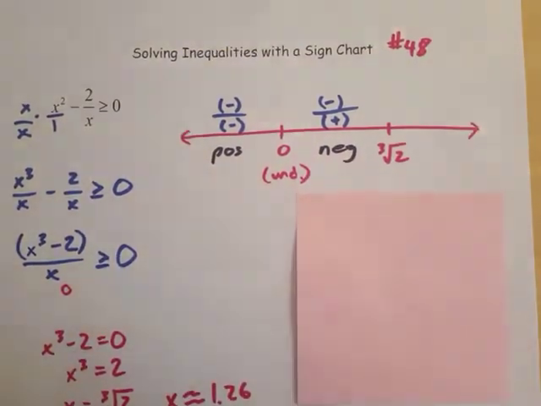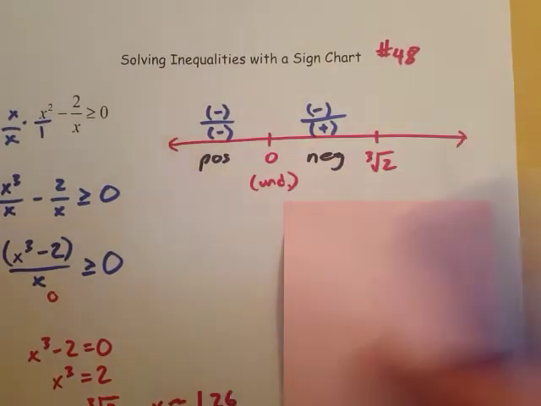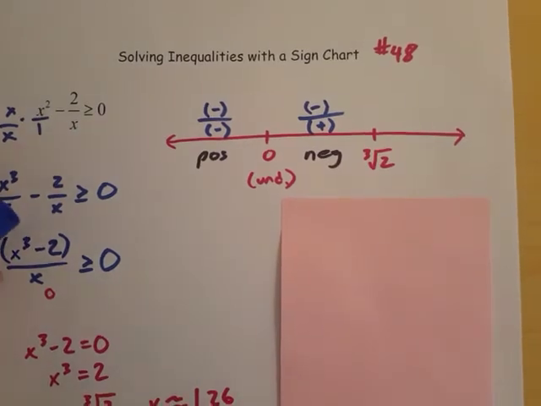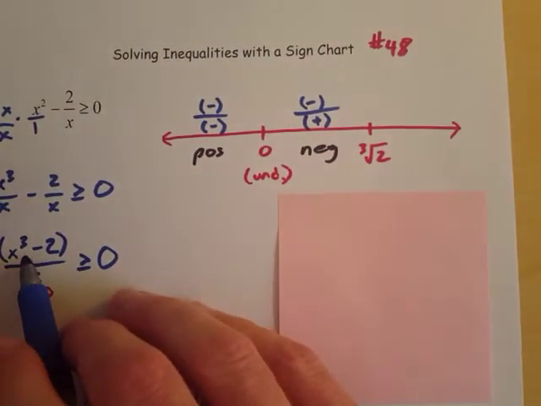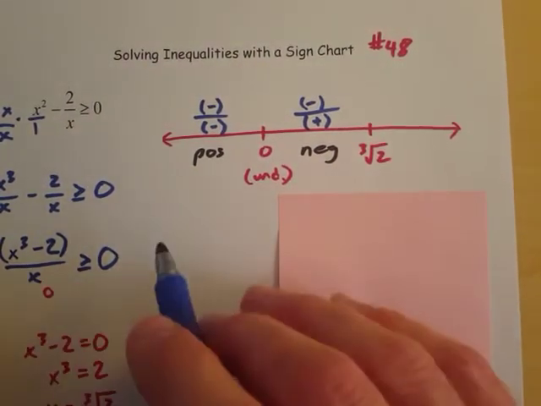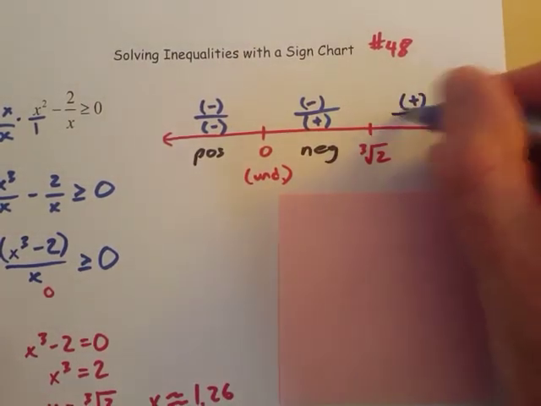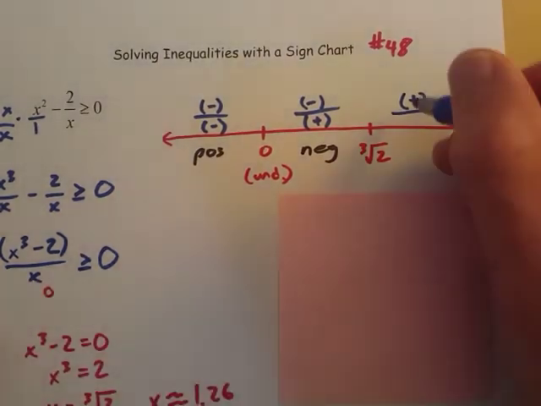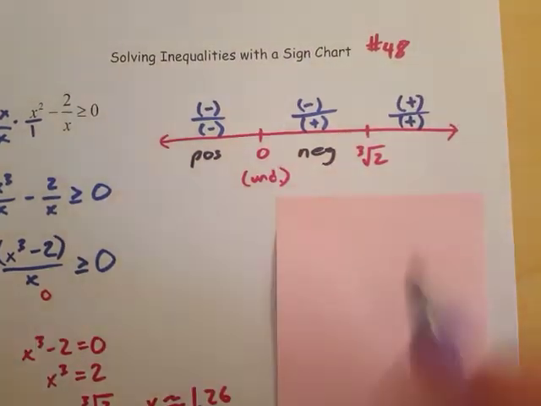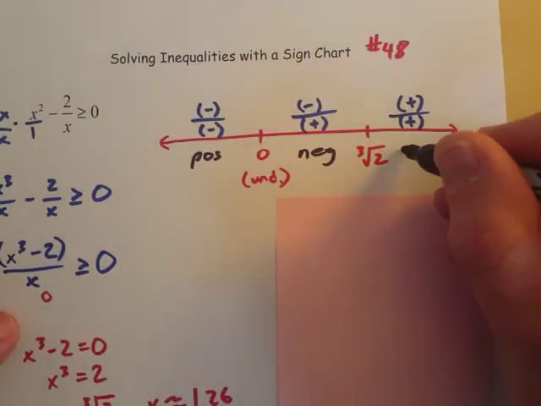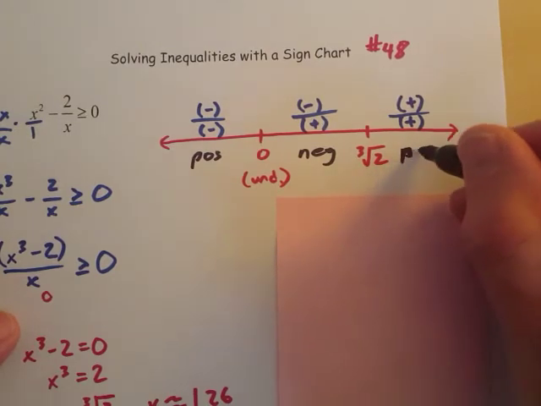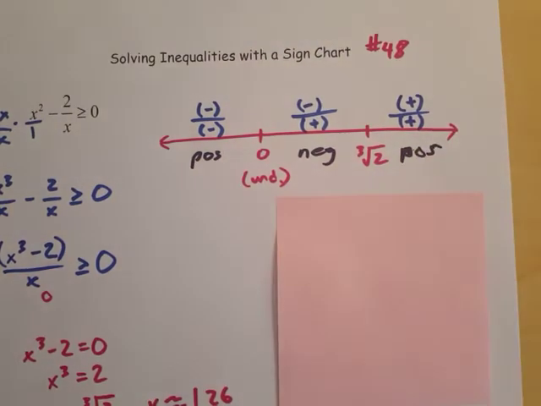One more to go. You're probably guessing what this one's going to be because most of them to the right are positive. But if we choose something bigger than 1.26, that might be 2. And so we do 2 cubed is 8, minus 2. That's positive on the top. And then 2 on the bottom, that is positive. And so then overall, our interval is positive. All right, so now that we have this all labeled out, we need to solve it.